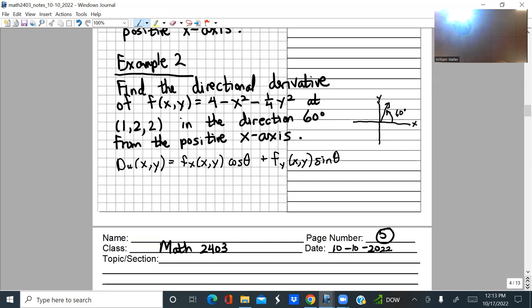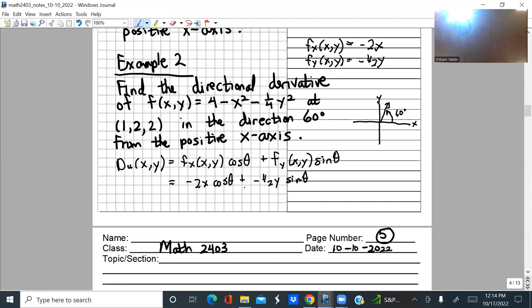Let's see, what are those partial derivatives? What is f_x? Almost too easy. Yes, negative 2x, because the other term is constant when we take the derivative with respect to x. And the derivative with respect to y is also easy: minus 1/2 y, because when you bring the 2 down times the 1/4, you get 1/2. So let's fill those in. We have minus 2x times cosine theta, plus minus 1/2 y times sine theta.